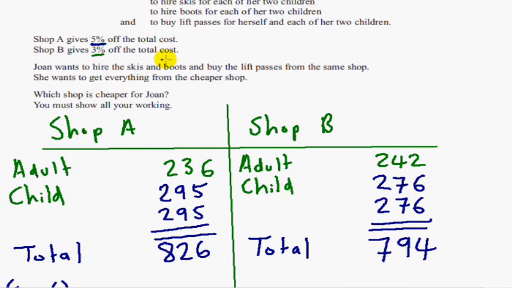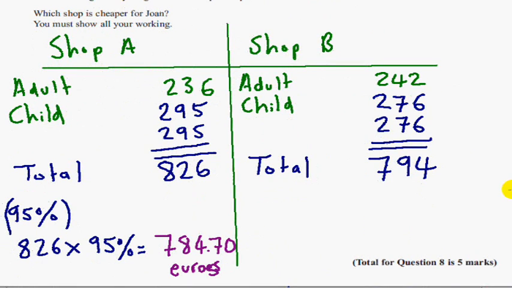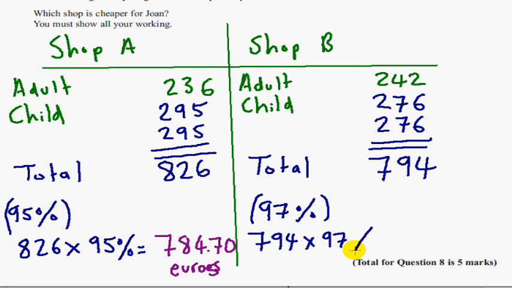So for shop B, they get a 3% discount. So that's an overall percentage of 97%. Or, like I said before, you could find 3% and take that off 794. So 794 times 97%. So shop B would cost them, after discount, 770.18 euros.